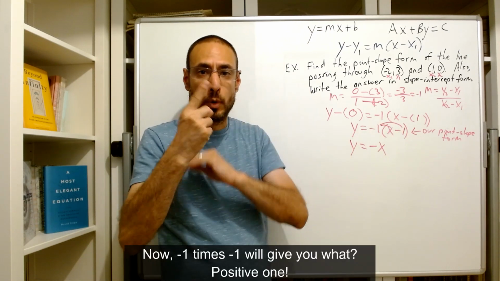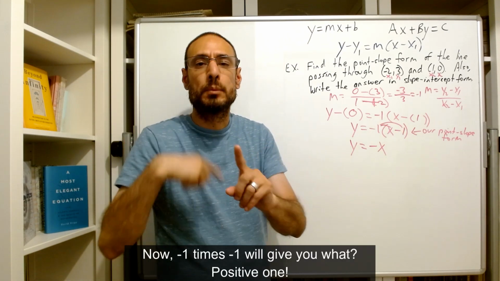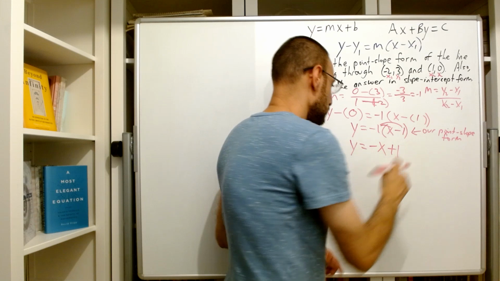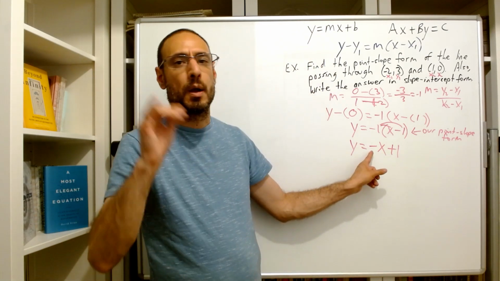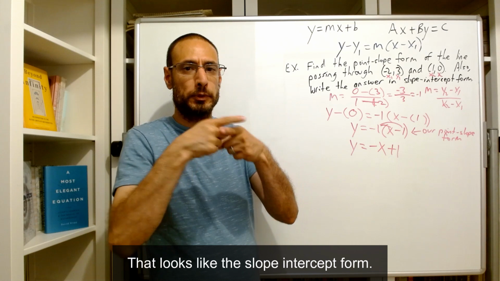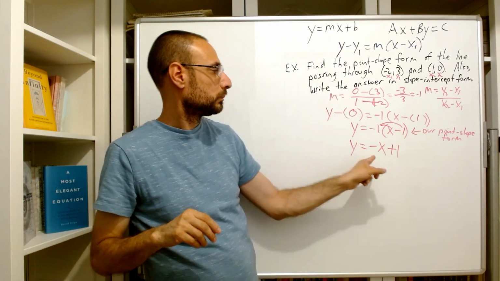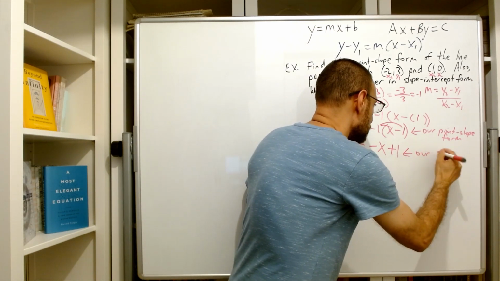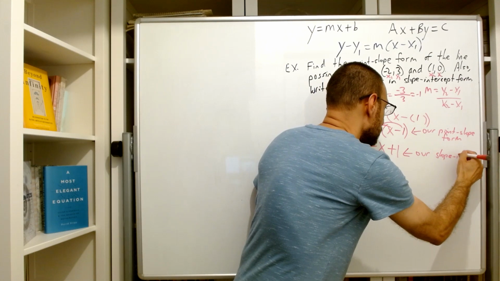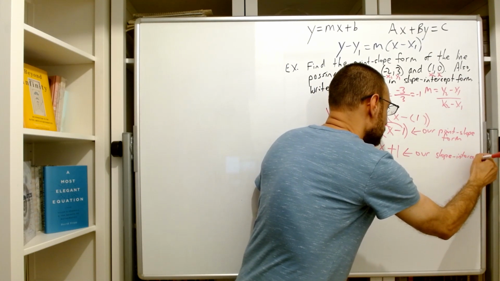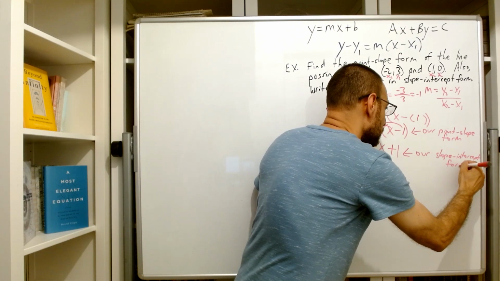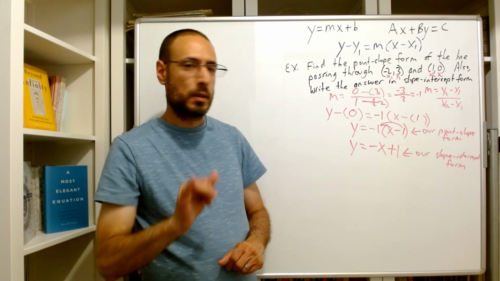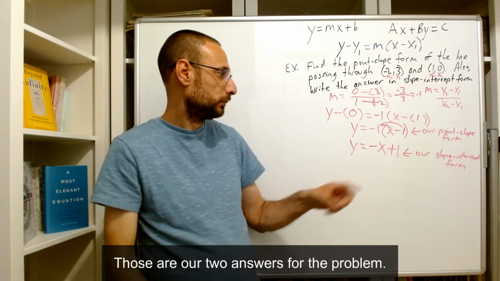Now, -1 times -1 will give you what? +1. That looks like the slope-intercept form. Those are our two answers for the problem.